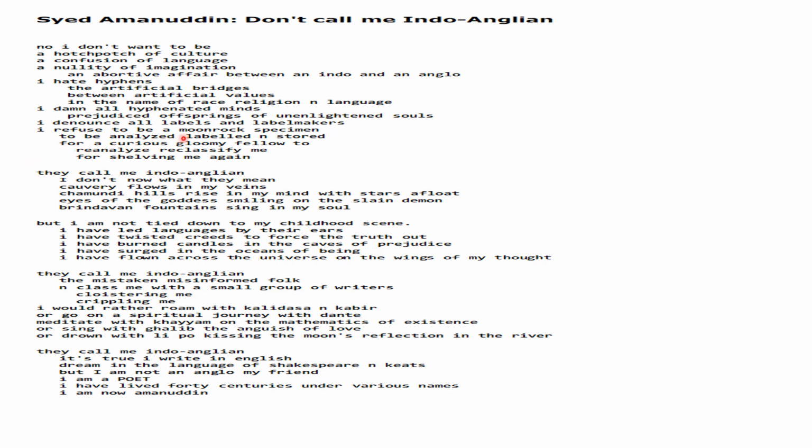Very profound. I refuse to be a moon rock specimen to be analyzed, labeled, and stored for a curious, gloomy fellow to reanalyze, reclassify me for shelving me again. So here he goes further, to the extent of saying very clearly that I have a problem with labels. I have a problem with label makers. I don't want to be a moon rock specimen. मतलब मैं कोई पत्थर नहीं होना चाहता हूँ जिसको कोई बैठ के एनालाइज करे, लेबल करे और फिर स्टोर कर दे. I don't want myself to be shelved. So in the first few lines, he is very strongly voicing his objection towards labels, categorizing, and making someone label something. Clear? Shelving something.